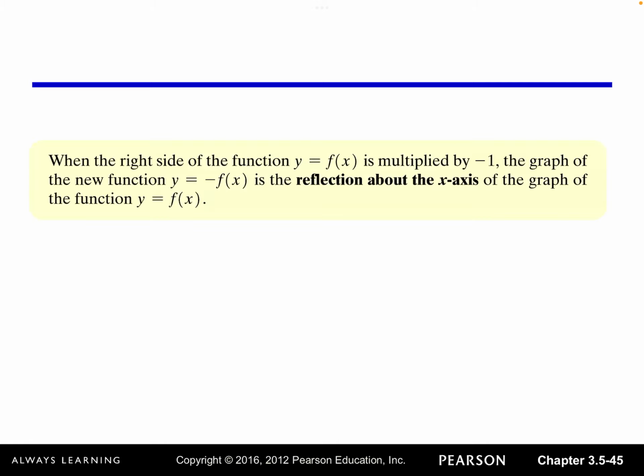So here's a summary. When the right side of the function f of x is multiplied by -1, the graph of the new function y equals -f of x is the reflection about the x-axis of the graph of the function y equals f of x. So if you know the key function's graph, and the key function is multiplied by -1, you can use reflection about the x-axis to get the graph of the new function.